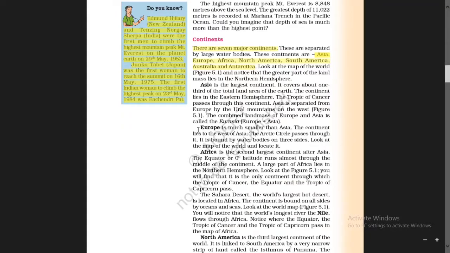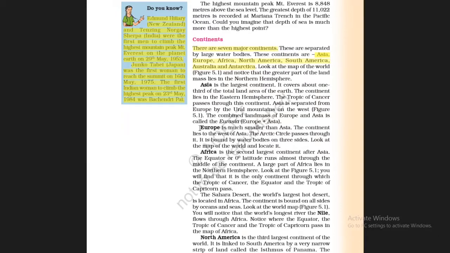Asia. Asia is separated from Europe by the Ural Mountains. Ural Mountains is the name of a mountain range, like our Mount Everest. So it has separated Asia from Europe by these Ural Mountains on the west. The combined land mass of Europe and Asia is called Eurasia. Eurasia means Europe plus Asia.